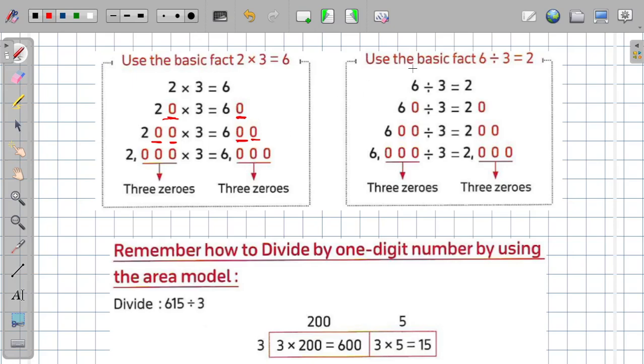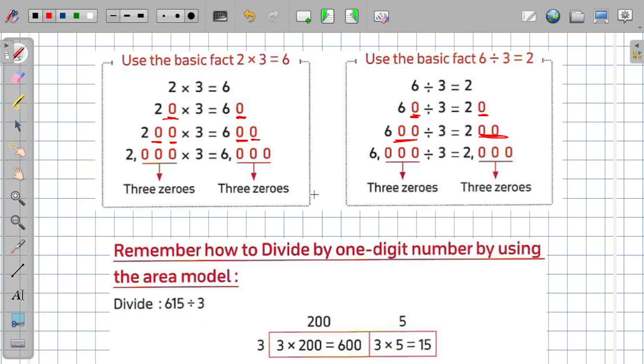And this fact is also in the division operation. If I have 6 divided by 3 equals 2, and if I have 60 divided by 3 equals 20, because I have 1 zero here, so I will have 1 zero here. Next, if I have 2 zeros here, I will have 2 zeros here. If I have 3 zeros here, I will have 3 zeros here. So the same number of zeros in the dividend is the same number of zeros in the result.